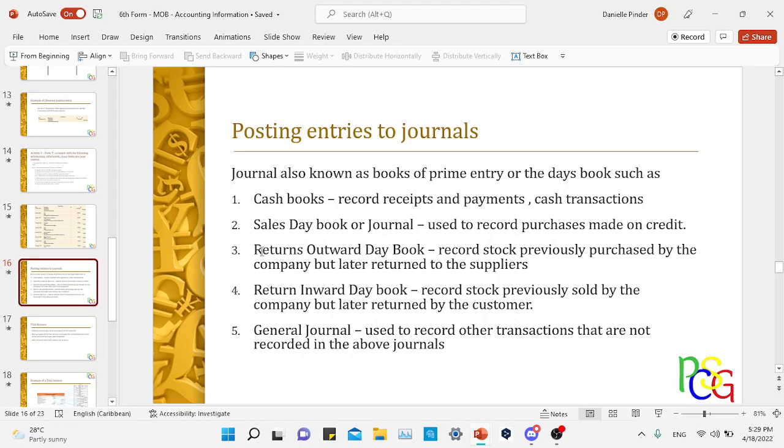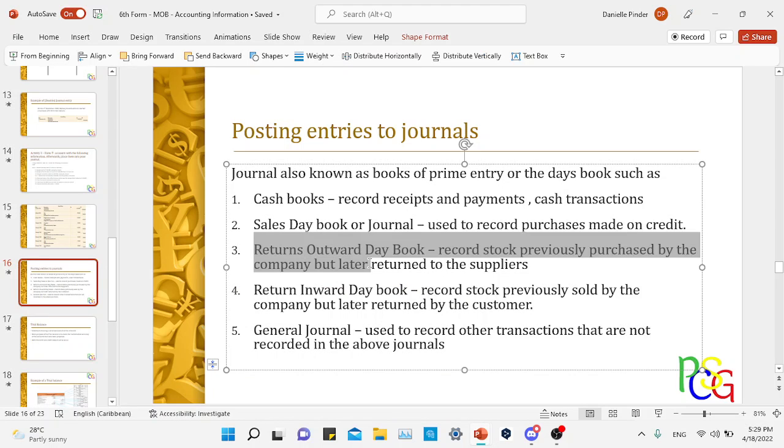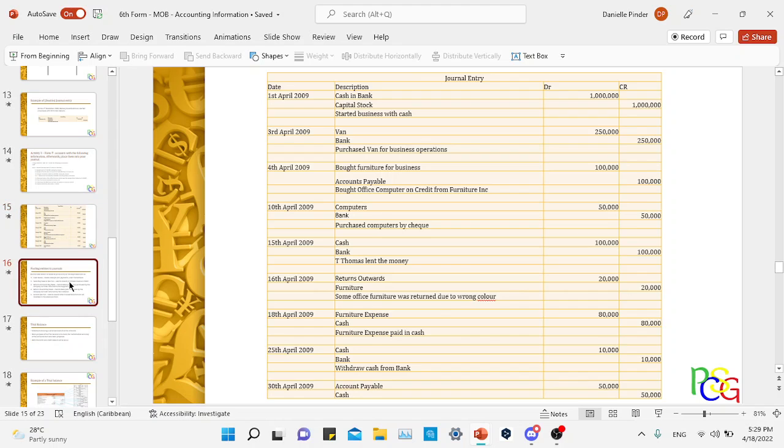As we had discussed a bit earlier, the return outwards would record any stock that the company had purchased but for some reason returned back to the suppliers. So for that, can you see any returns outward happening?